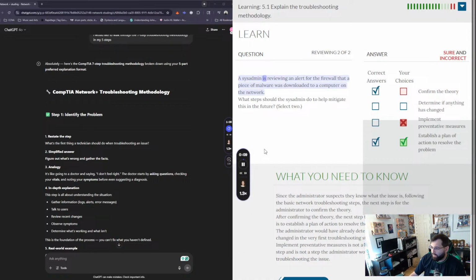A sysadmin is reviewing an alert for the firewall that a piece of malware was downloaded to a computer on the network. What steps should the sysadmin do to help mitigate this in the future? Select 2. No. I feel like that answer choice was not there. We're confirming the theory because the alert could be wrong.